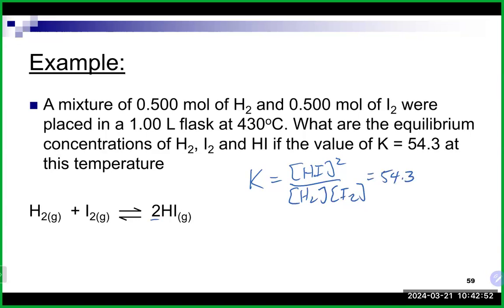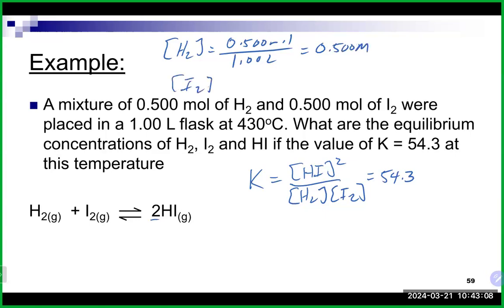We do need our concentrations here. These aren't too bad to figure out since we're dividing by 1 in this case. So 0.5 moles divided by 1 liter is 0.5 molar. And for our I2, it's basically the same thing here, 0.5 moles divided by 1 liter gives us 0.5 molar. All right, so we now have everything that we need.